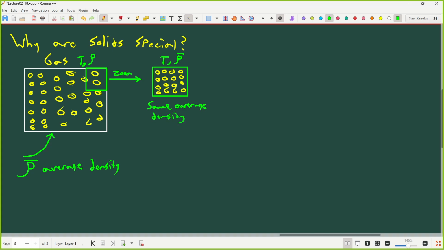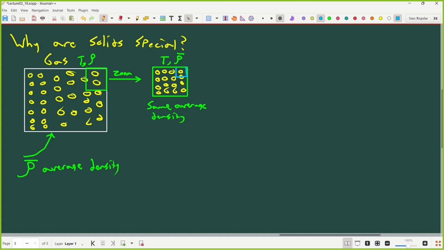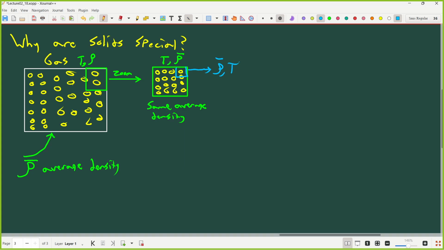As the big box. Okay, so no matter how I subdivide my box, I can zoom into here and do it again, and I get the same answer. I'm not going to do that, but I could do the same thing and I get the same average density and temperature, and so on and so forth. I can keep zooming into my gas, and as long as I have enough molecules in there, I see the same box. It's just a smaller box.